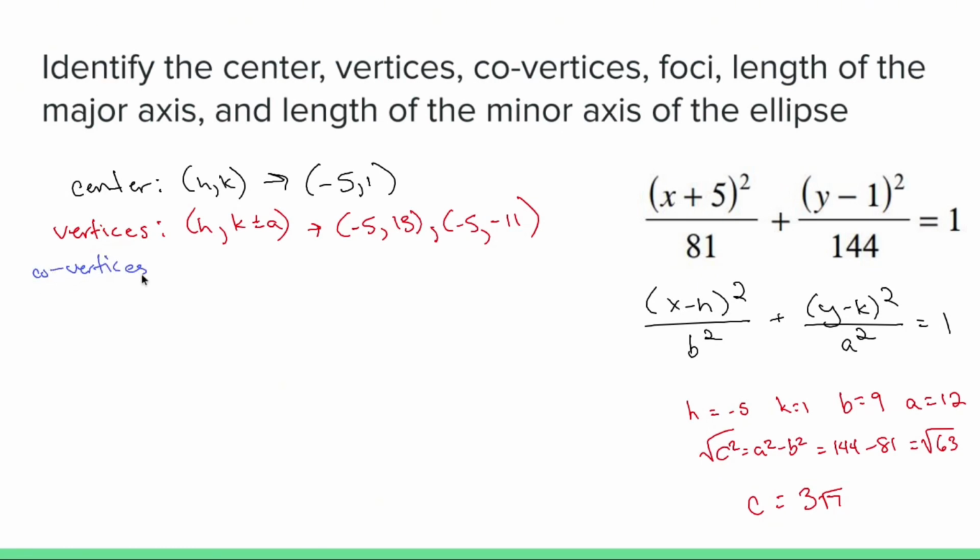Covertices are given to us by (h plus or minus b, k). So we have negative 5 plus 9, which is going to be 4. K is 1. Negative 5 minus 9, which is negative 14. And that's going to be 1.